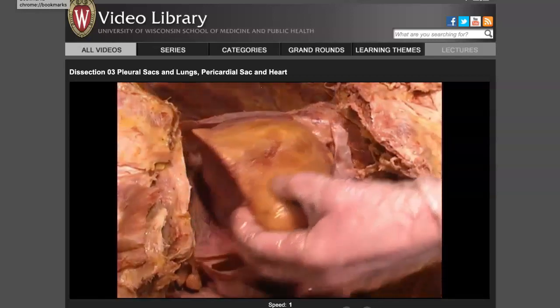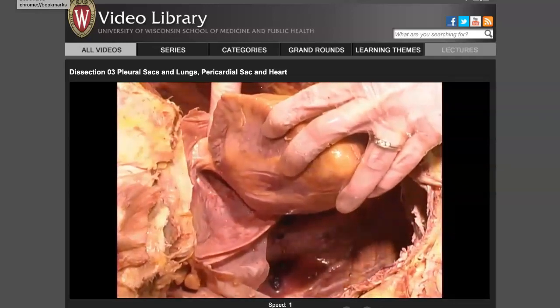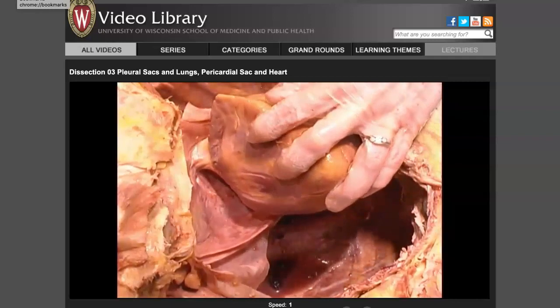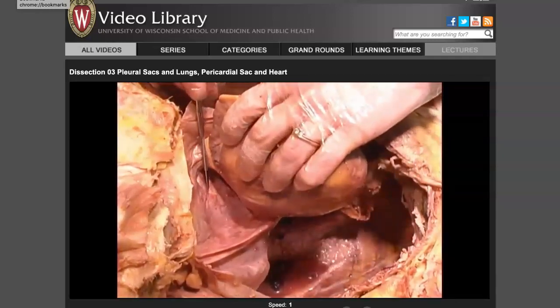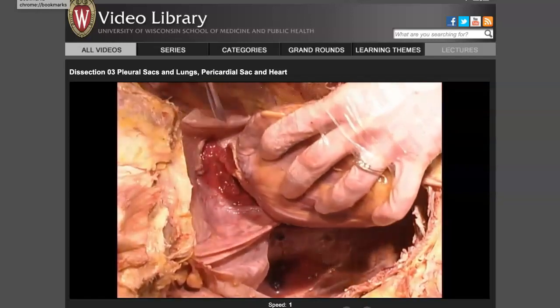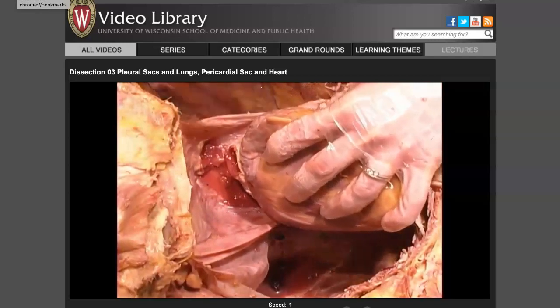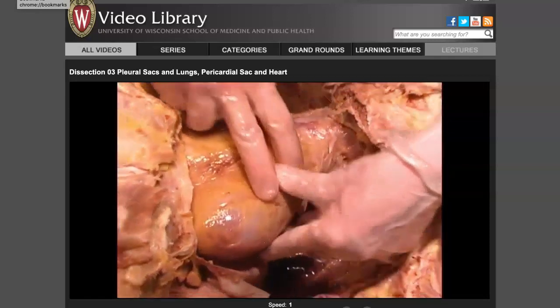Now I can start by pulling the heart superiorly and cutting through the inferior vena cava, which is bringing the blood back from the regions of the body inferior to the diaphragm. Okay. And there's really no length to the inferior vena cava. It comes through the diaphragm and immediately enters the right atrium of the heart.